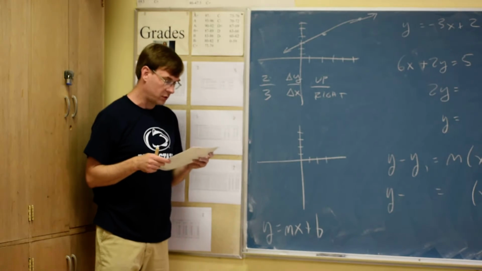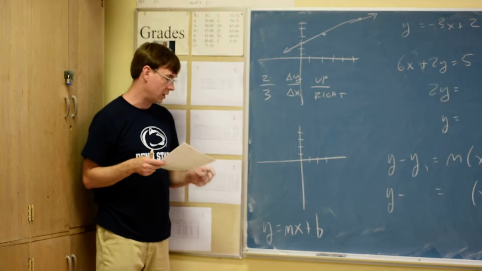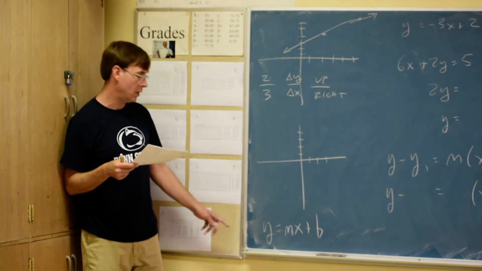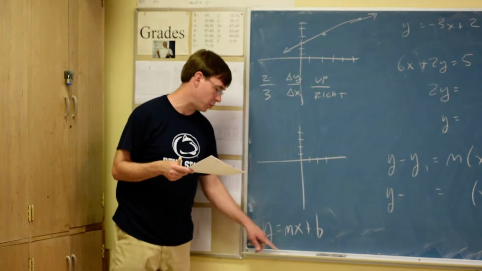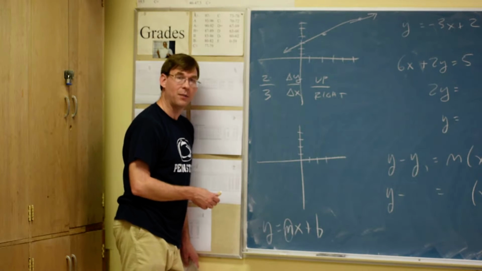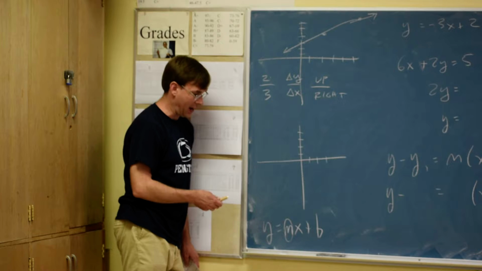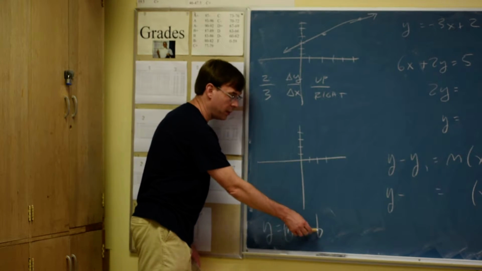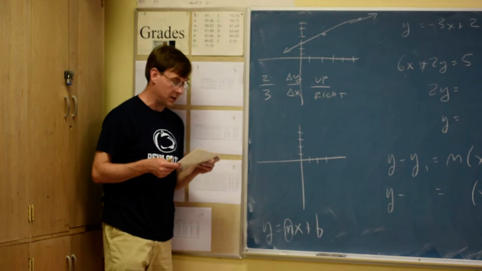31 is using the most famous equation in algebra, which is slope-intercept form, y equals mx plus b. The m, for whatever reason, represents the slope. I'm not sure why they picked an m, but m represents the slope. The b represents a thing called the y-intercept.